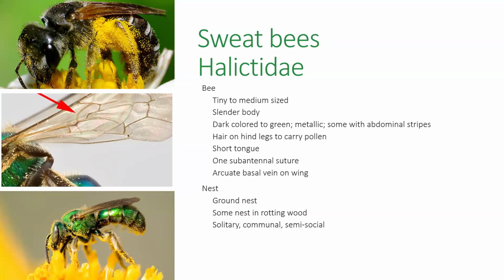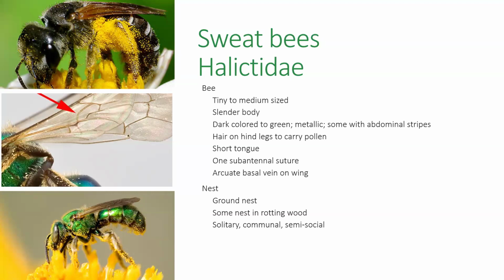So these bees are going to be tiny to medium size. So these ones are often overlooked in the garden. These are one of our slender-bodied bees, and they are often a dark color. Sometimes you're going to see them in greens or possibly green, blue, teal kind of colors, metallic, absolutely beautiful. And some of them are going to have abdominal stripes. So you see on the upper picture there, that one is a dark brownish black color, but it does have those pale stripes on the abdomen.